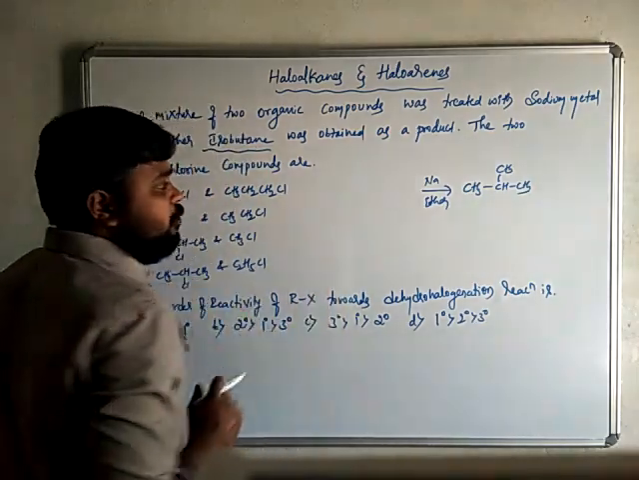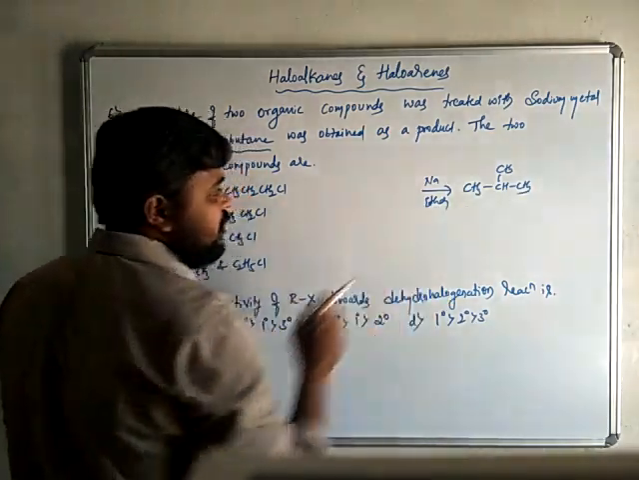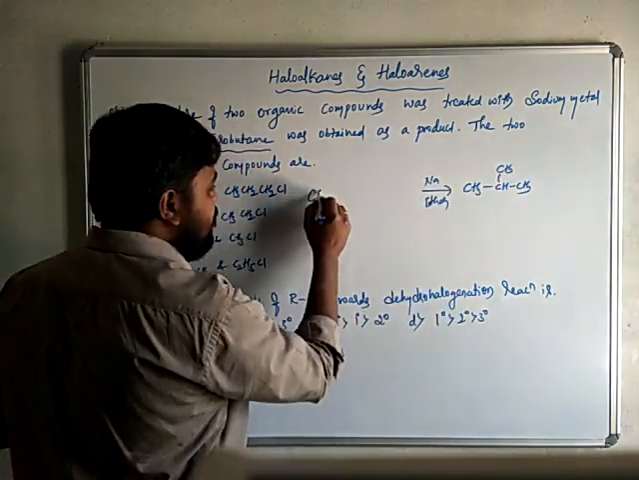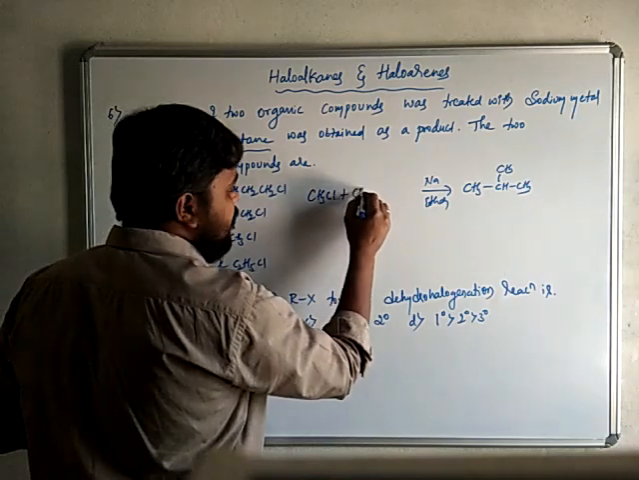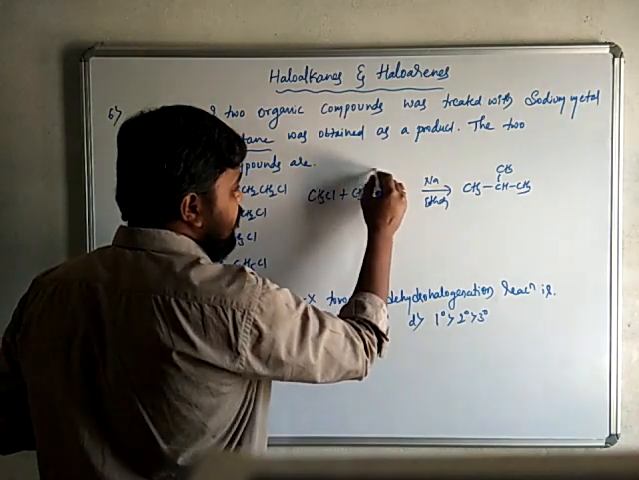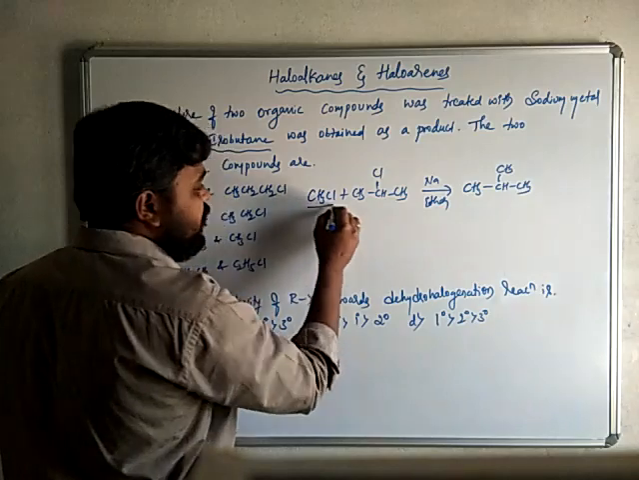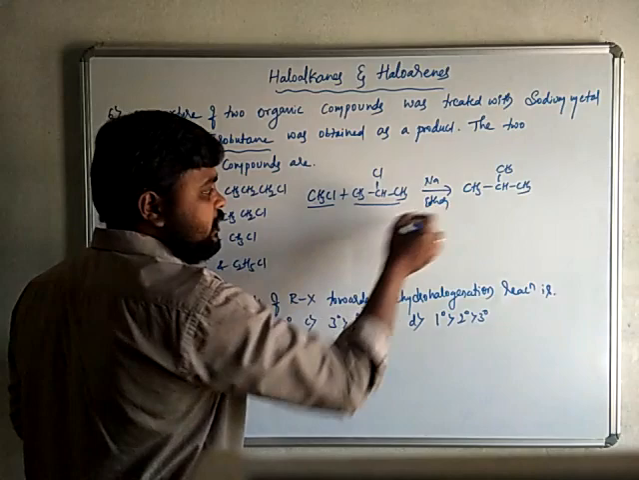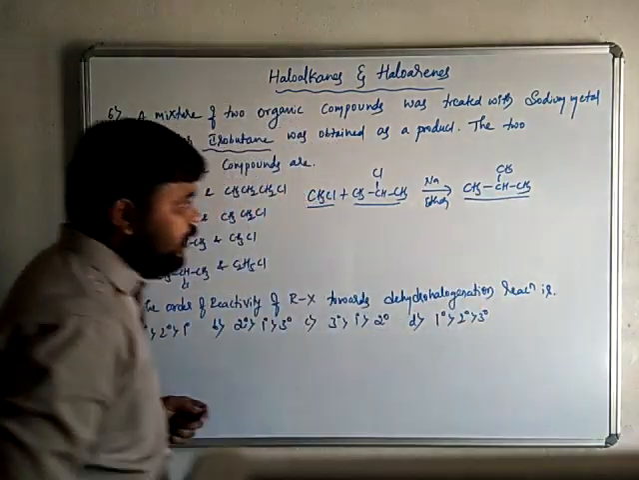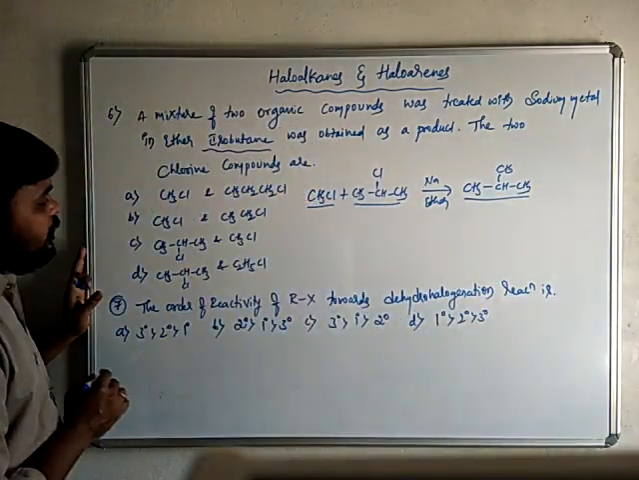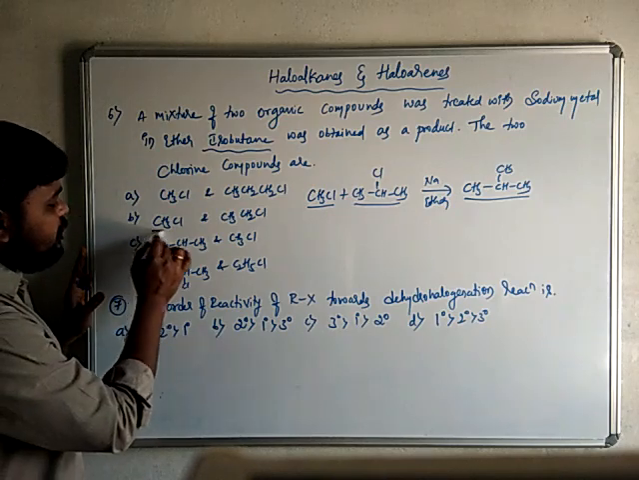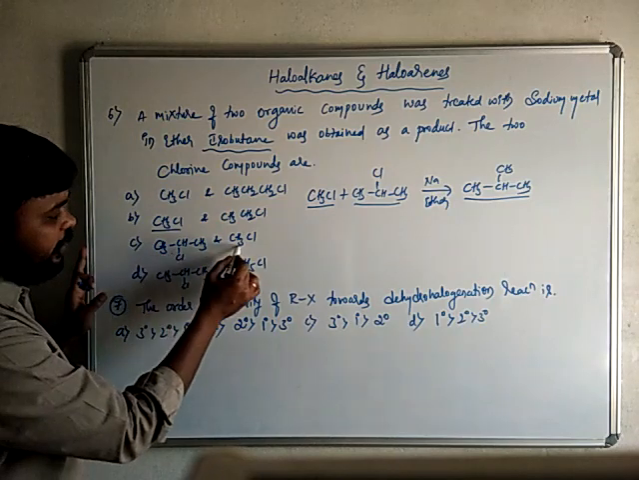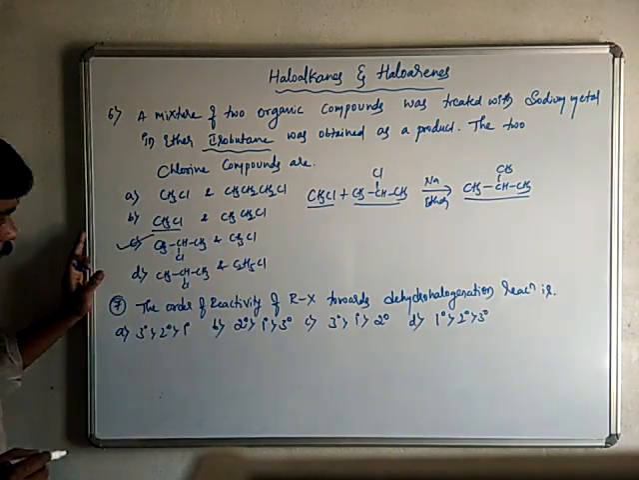So which organic compounds do we have to take here to get this isobutane? It gives CH3Cl plus CH3CHClCH3. This is methyl chloride, this is isopropyl chloride. Both react together in presence of sodium and dry ether. It gives isobutane. Hence the correct answer for this question is isopropyl chloride and methyl chloride. Option C is the right answer.